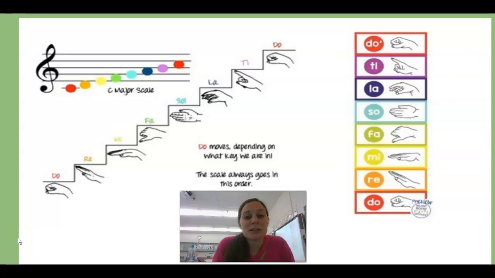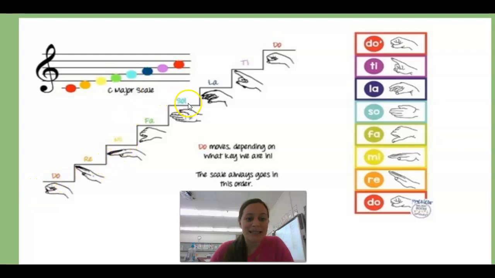Hey friends, we're going to take just a couple of minutes and review our so, me, and la. So if you look over here at our ladder first, remember that so and me are a skip. It's a skip because fa is in between. And so and la are a step because they're right next to each other. And you can physically see that on our staircase.